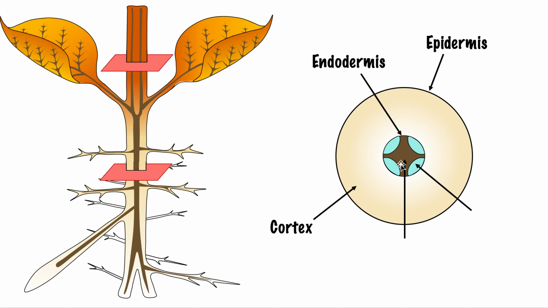The endodermis surrounds two important things. This brown structure here is called the xylem. We know the xylem is responsible for carrying the water and minerals it has absorbed from the root up to the rest of the plant. And this blue structure, which is not on this image because it would start looking really complicated, surrounds the brown structure, and it is called the phloem.